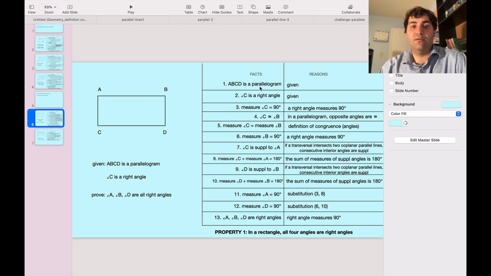So I write down what I know. I know that ABCD is a parallelogram and that angle C is a right angle. So if angle C is a right angle, then it's going to measure 90 degrees, right? Because all right angles measure 90 degrees. So we learned in a previous slide that in a parallelogram, opposite angles are congruent. So angle C and angle B are opposite angles, right? So they're going to be congruent. And if we apply the definition of congruence to angles, we know that the measure of angle C is going to be equal to the measure of angle B.